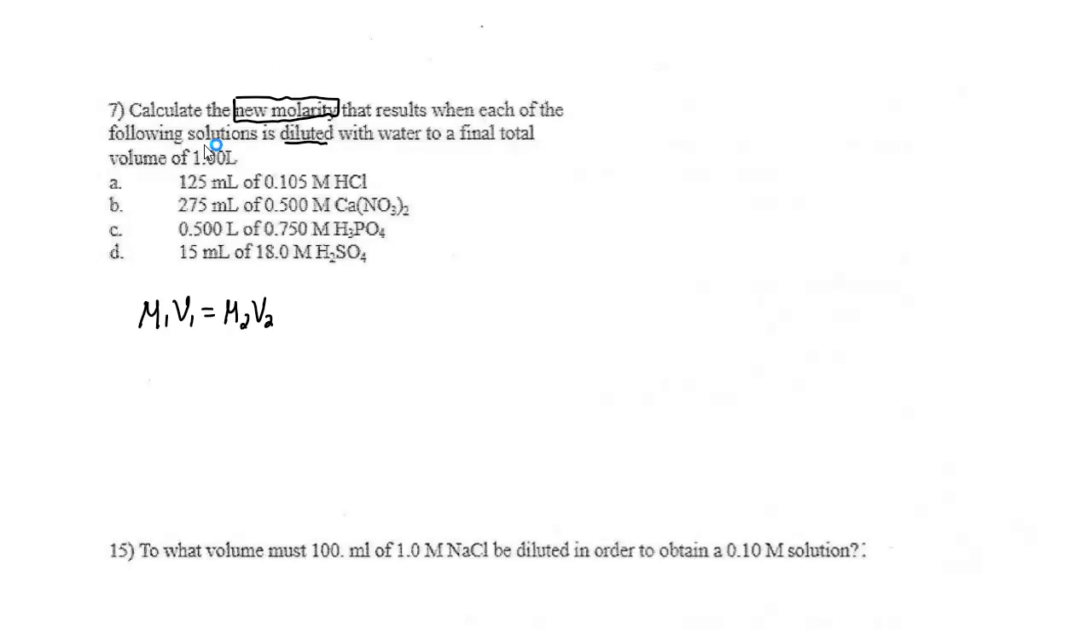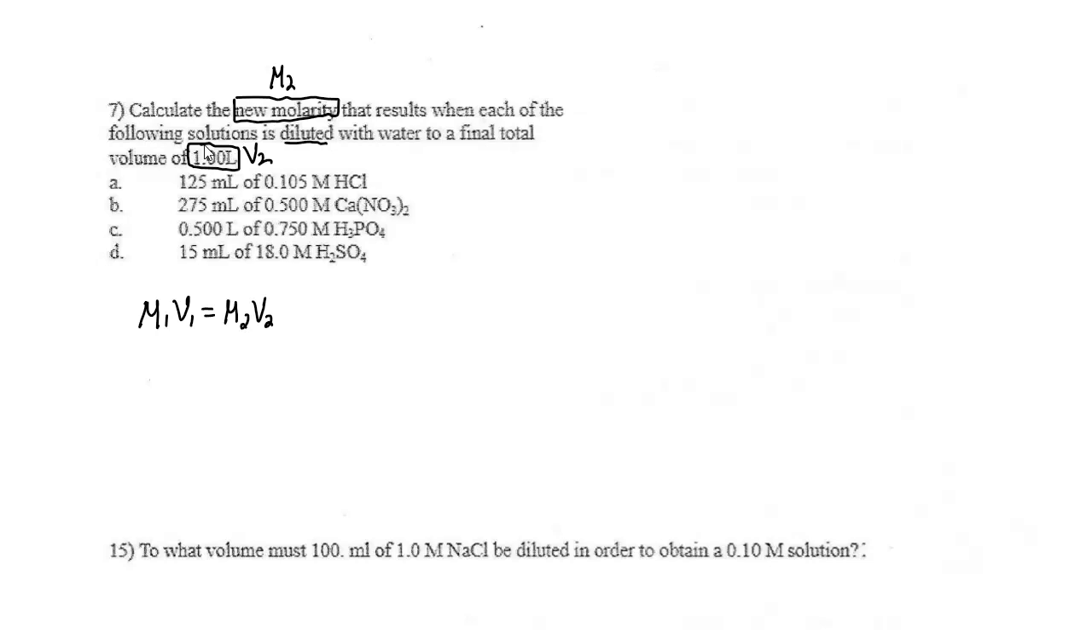When it asks us to find the new molarity, that's the M2. When it says the final total volume is 1.00 liters, that's volume 2, the volume that we want to prepare by diluting something with water. Now looking at A, B, C, and D, all of that information is the M1 and the V1.